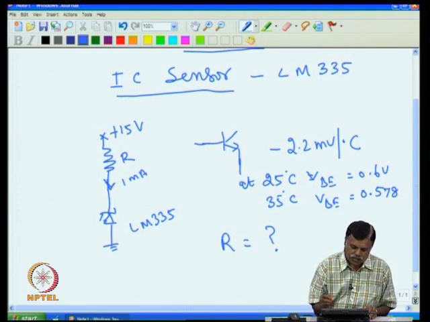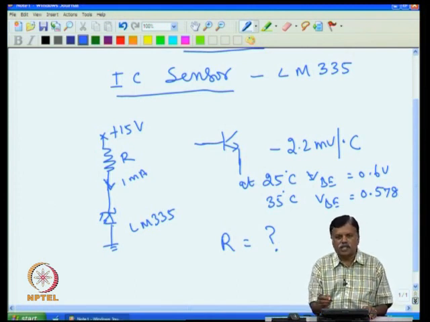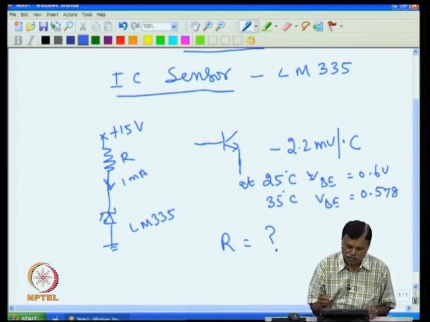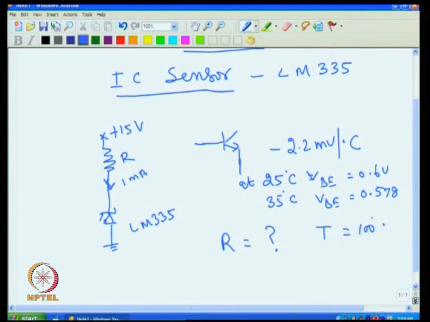Now, this sensor can be used actually up to 125 degree C. Even so, for our application, let us assume we want up to 100 degree C. Assume for our design we have to display a temperature of 100 degree C. So T high is 100 degree C and the lowest value, assume, is 0 degree C.